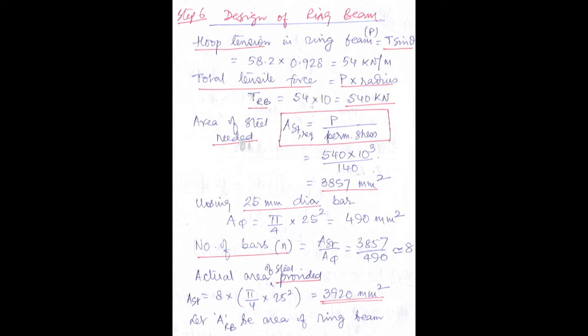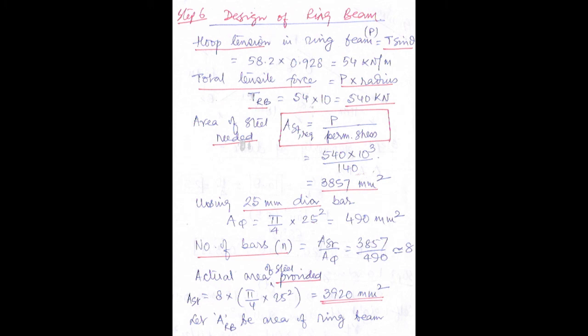So here you assume that you provide a 25 millimeter diameter bar. Okay, if you don't have an idea, you can start with 20. In that case also the number of bars needed will be more. The diameter of the bar you will come to know by practicing more number of problems. Then you will get some idea of how much to take.